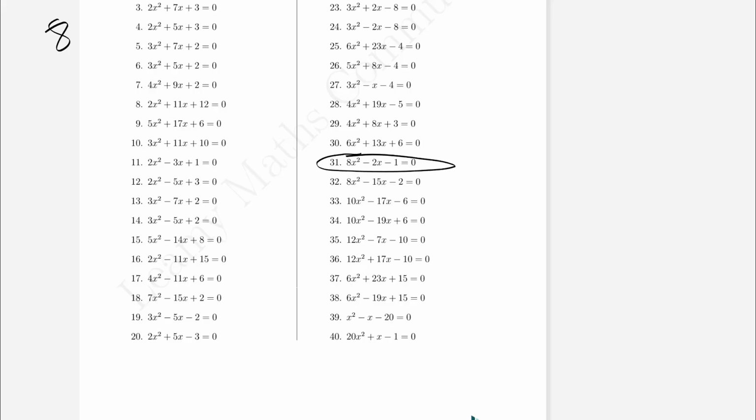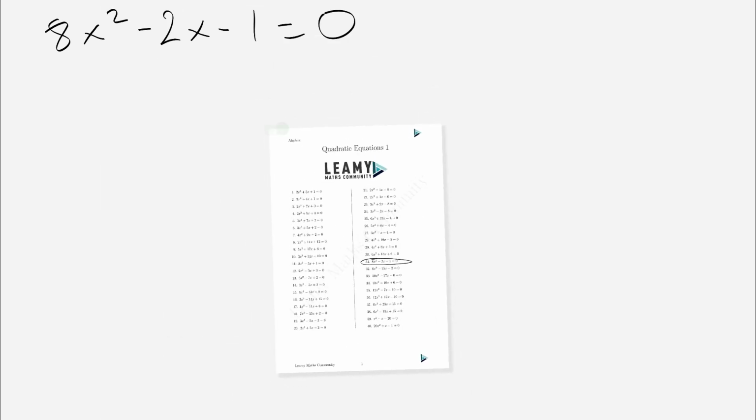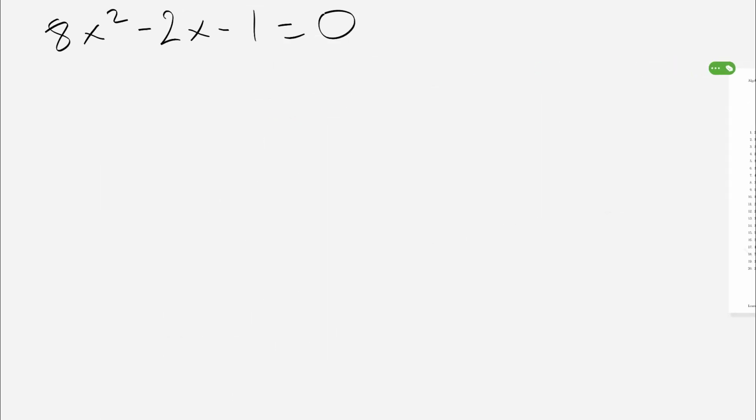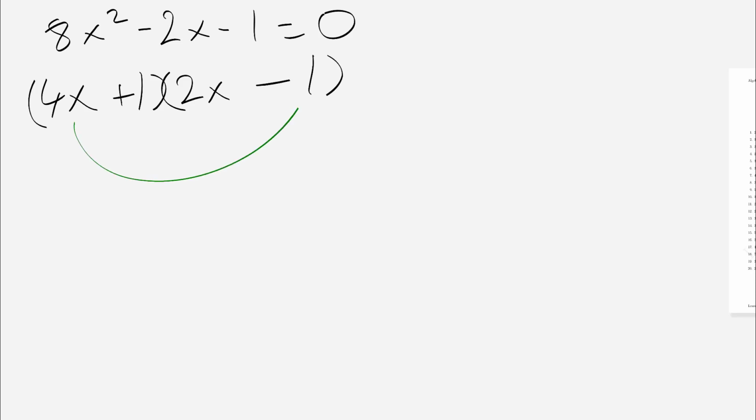8x squared minus 2x minus 1 equals 0. Let's have a look at this one. Same idea again. We start off by factorizing the quadratic trinomial. In this case, 4x and 2x I'm going to use, put a 1 here and a 1 here. This is going to be a minus 1, this is going to be a plus 1, because 4x by minus 1 is minus 4x, plus 1 by 2x will be a plus 2x, and that combines to add to the minus 2x that we need. Once again, if you're unfamiliar with that factorizing technique, check out the previous video on factorizing quadratic trinomials.